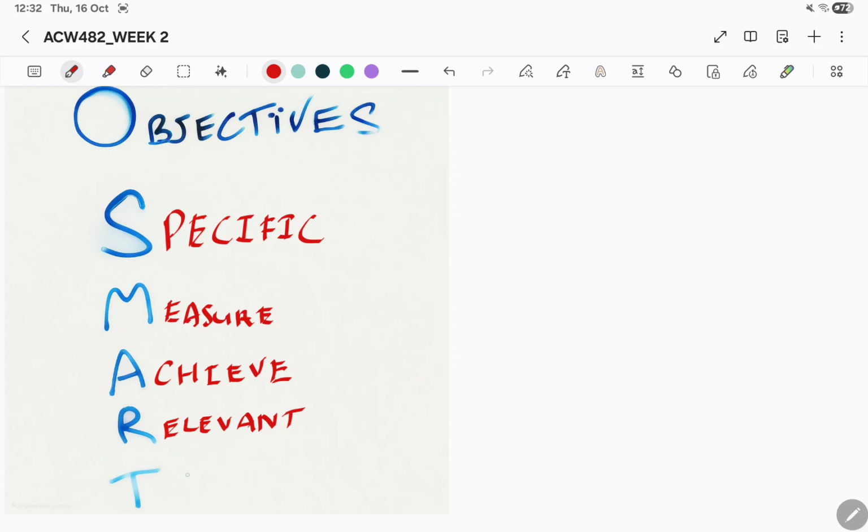And finally is timely or time bounded, all right? Timely or time bounded, depending on how you say it, but you know it, right? So the objective must be SMART, all right? Simple as that. Later in your project, you have to do that as well. You need to set your scope. You need to set your problem first, all right?